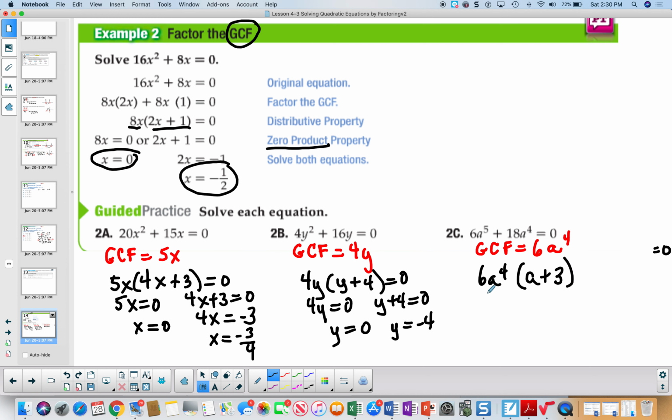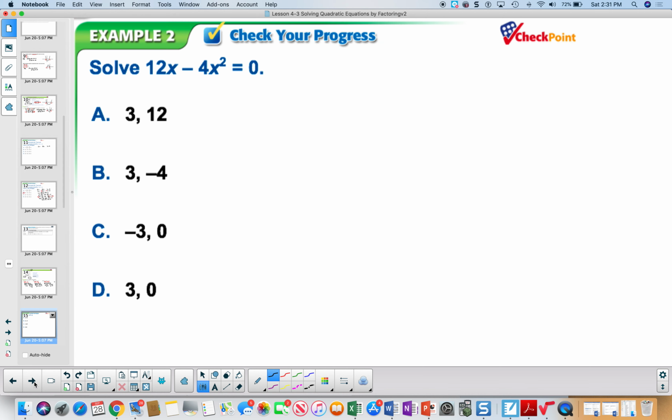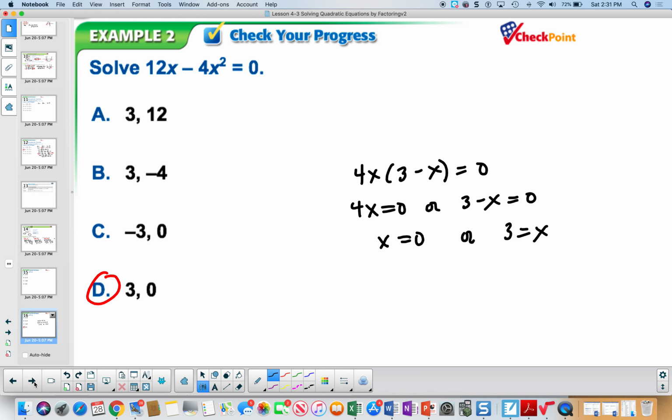and a to the 4th, and that's all we have there. So then I set this equal to 0, and I know that the answer has to be 0. The only way this thing is going to be 0 is if a is 0. Now I'm going to set this equal to 0, and I can see a is equal to negative 3. All right, pause and see what you can do, and here's the answer.